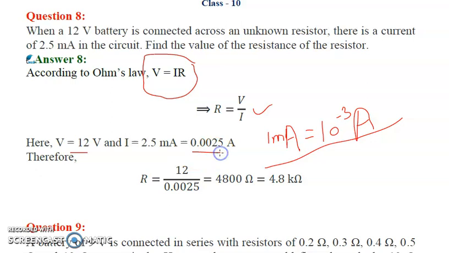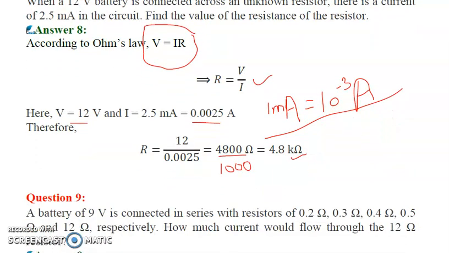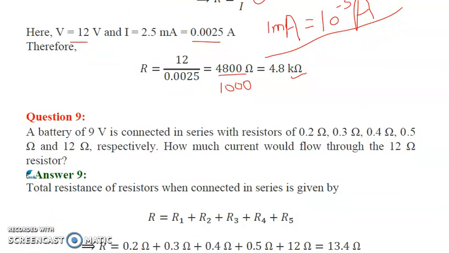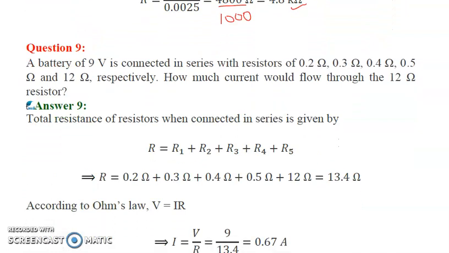This will be your answer, and R would be V upon I. Again, this will be in ohm. If we divide it by 1000, so this will be your answer in kilo ohm. Okay. So next question is question number 9.